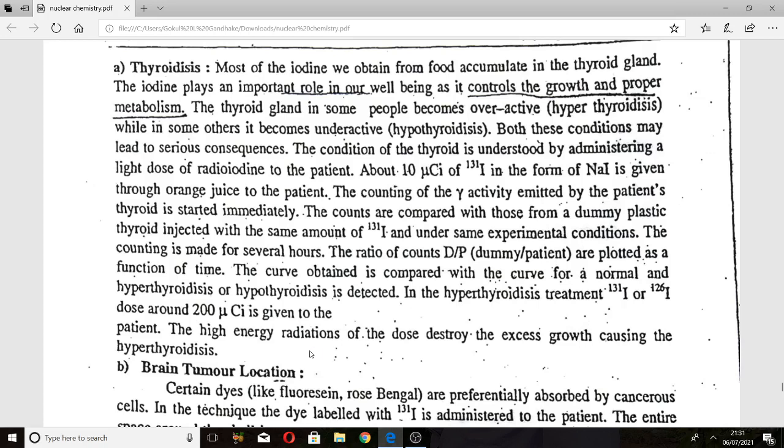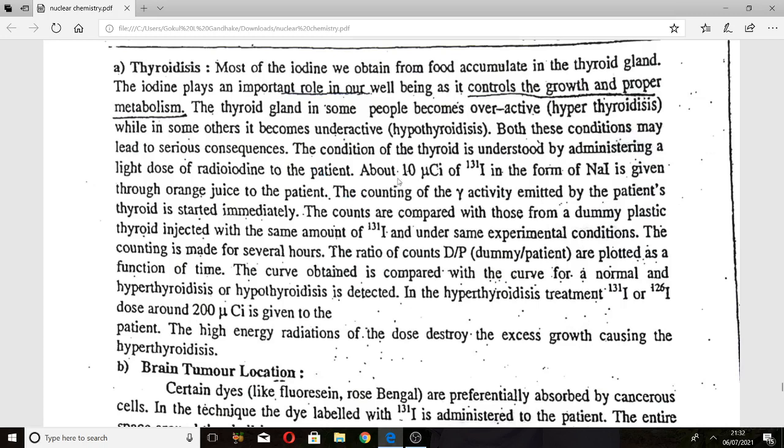The thyroid gland in some people becomes overactive, which means hyperthyroidism, and in some people it becomes underactive, which means hypothyroidism. In both cases, hyperthyroidism and hypothyroidism, the conditions may lead to serious consequences.